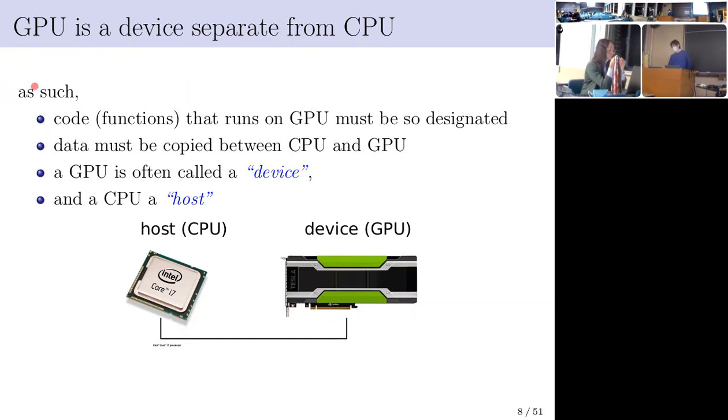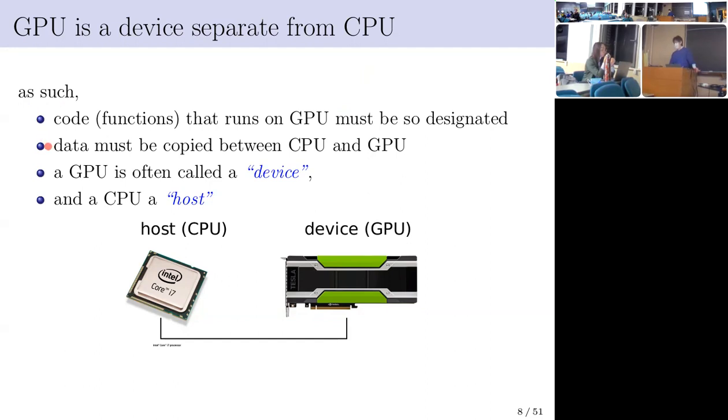And as such, code or functions that are supposed to run on the GPU must be so designated. So you have to say, okay, this is a piece of code you want to run on the GPU, which makes programming somewhat more tedious than just ordinary OpenMP programs. But this is the way it is, at least for now.